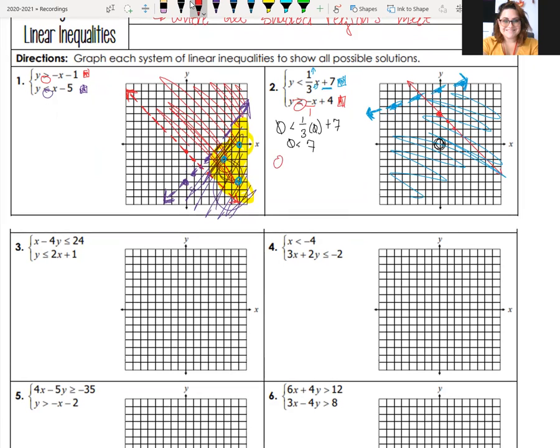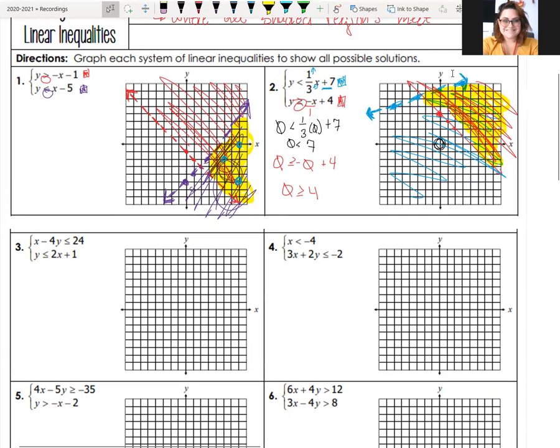Our red one is going to be 0 is greater than or equal to -0 plus 4, meaning 0 is greater than or equal to 4, which is not true. So we're going to shade away from 0. And where we meet, this little region up here, is our solution area.